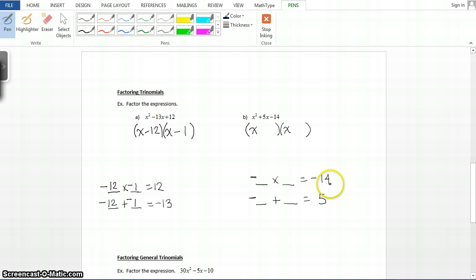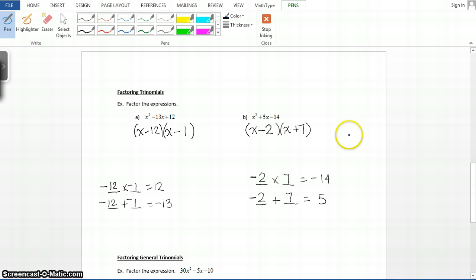You don't want to use a 14 and 1 because their difference is 13. The only other factors are 2 and 7. Now, the 2 will have to be negative and the 7 positive in order for them to add up to a positive 5. Right, let's check it out. Negative 2 times 7 is negative 14, and negative 2 plus 7 is 5. Good, so let's fill those in. Negative 2 and positive 7.